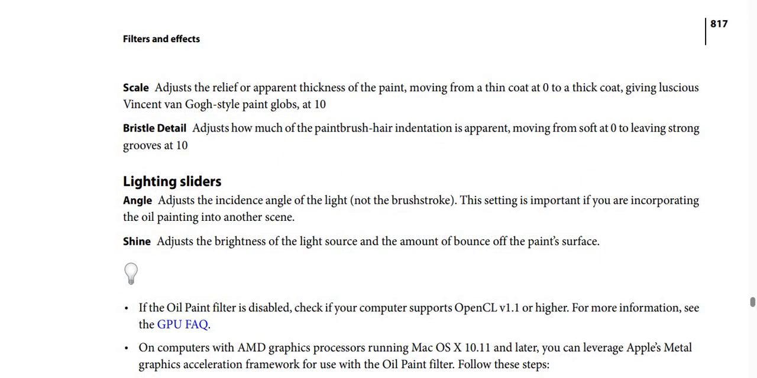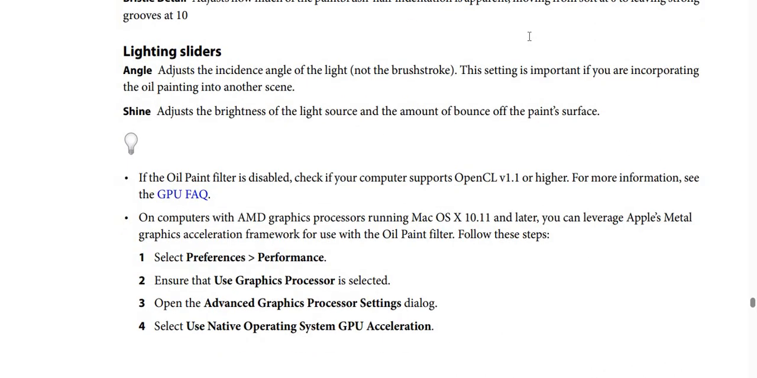And what about the lighting sliders? For the lighting sliders, we have two options here. Angle adjusts the incidence angle of the light on the brush strokes. This setting, by the way, is important if you are incorporating the oil painting into another scene. And what about Shine? Shine adjusts the brightness of the light source and the amount of bounce of the paint's surface.